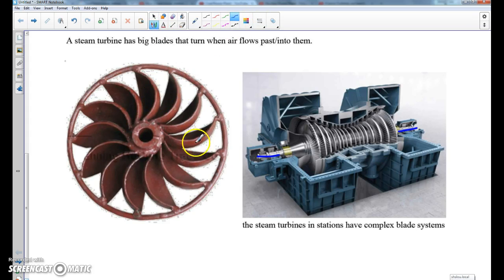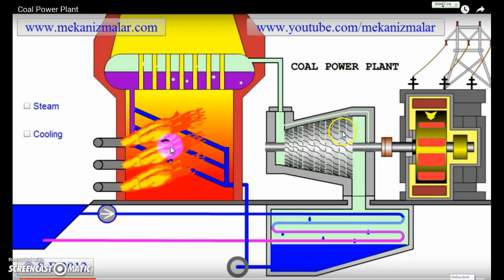So what happens? The steam flows in really fast against these blades, right? Really high speeds. What's that steam do? It turns the blades around. This thing rotates. And when it does, it rotates this shaft here. And that shaft is connected. What's it connected to? The turbine shaft is connected to this thing called a generator.